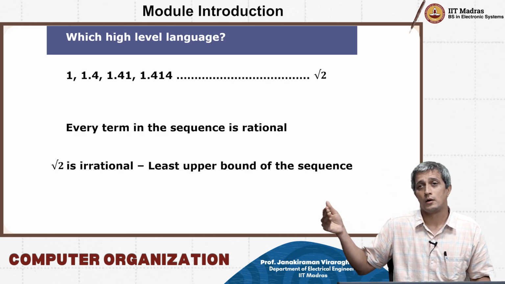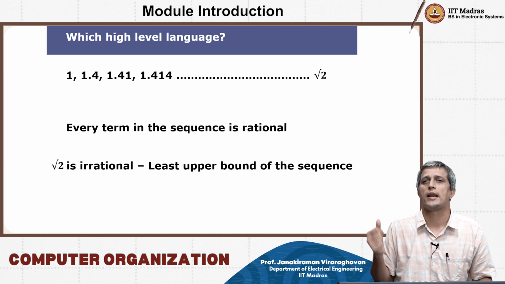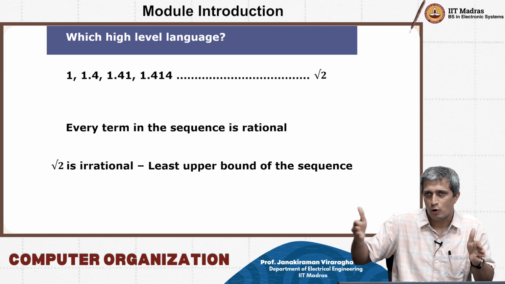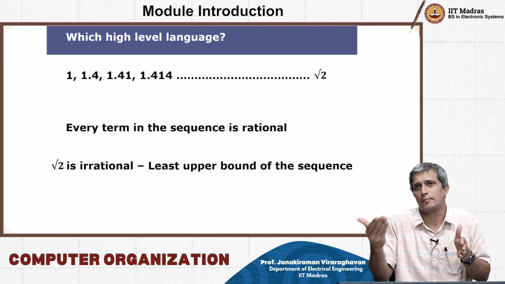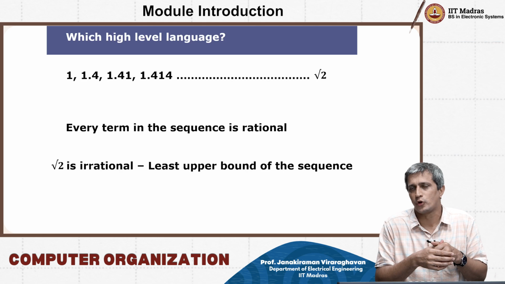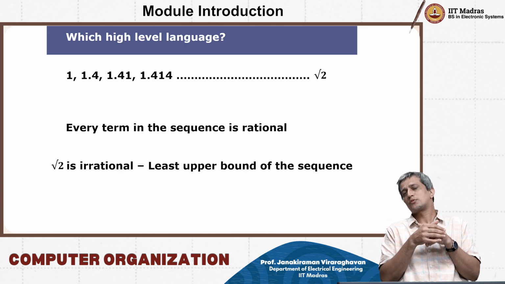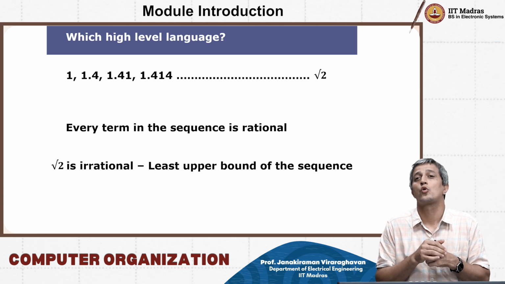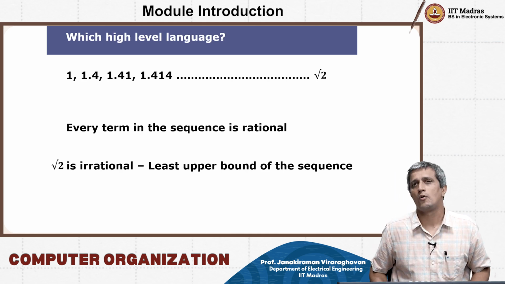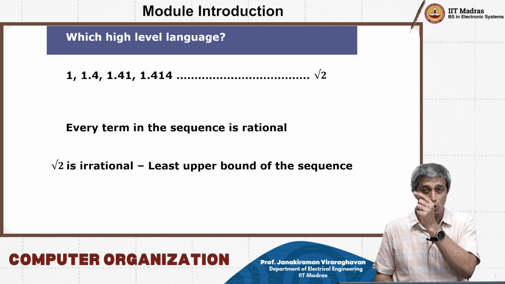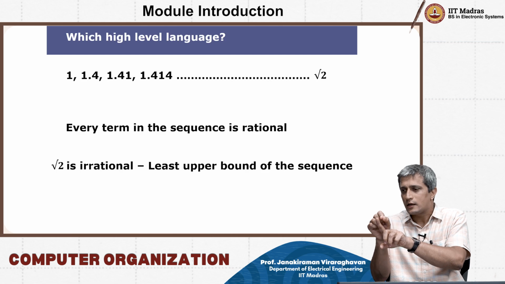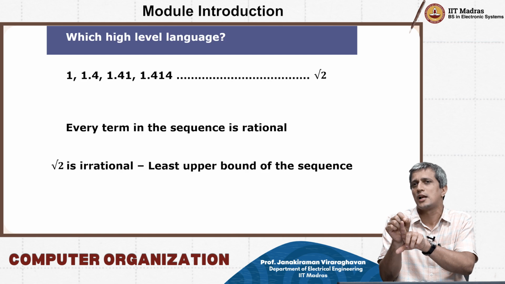But 1.5 is also an upper bound, right? So as you keep looking at all the upper bounds and take the least amongst them, the minimum of that set of upper bounds, that's what we call the least upper bound of the sequence, and that is root 2. Now, what is the beauty of this root 2? Root 2 is irrational, as I told you, but if I go even an epsilon little bit to the left, I will hit a rational number.